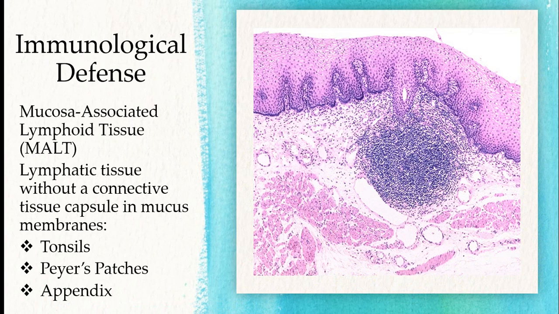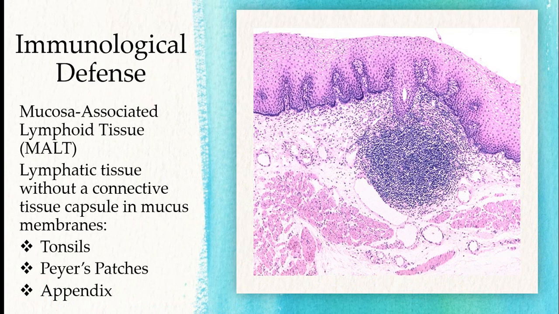Well, also, things can get in through our eyes, our nose, our mouths, our ears. Anything that has an exit from the body can get infected by external things. All right, so we have this thing called the mucosa-associated lymphoid tissue, or MALT. That's lymphatic tissue. It doesn't have a bunch of connective tissue or capsules or anything like that, but it's in the areas where we have contact with the outer world.